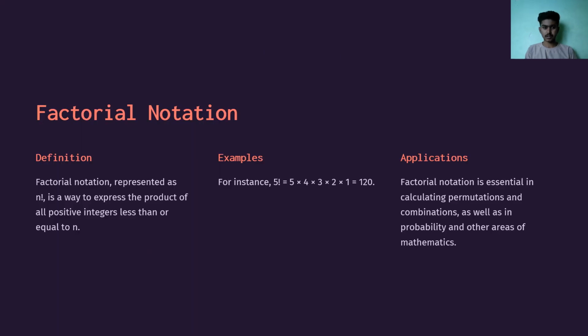Factorial notation. Definition. Factorial notation, represented as n factorial, is a way to express the product of all positive integers less than or equal to n. Examples. For instance, 5 factorial equals 5 into 4 into 3 into 2 into 1 equals 120. Applications. Factorial notation is essential in calculating permutations and combinations as well as in probability and other areas of mathematics.